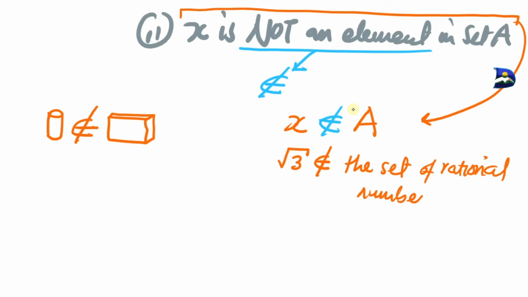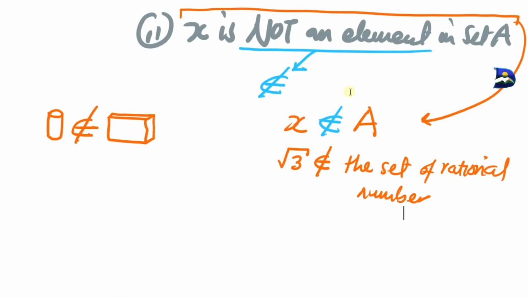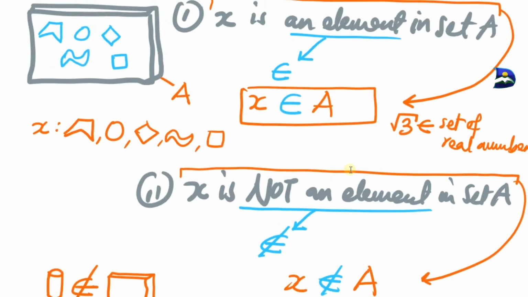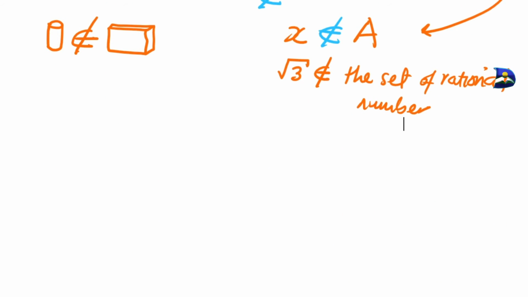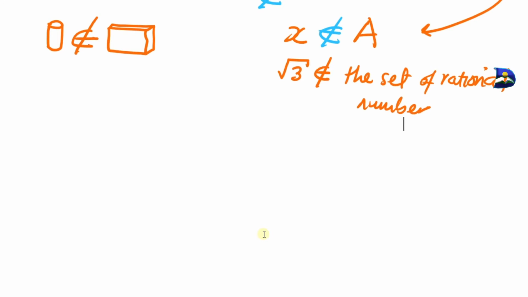But you could say at the first case here that square root of 3 is an element of the set of irrational numbers, and that will be the opposite of what we have right here. Now we have that taken care of. We have the next one where we need one additional symbol that is called braces.